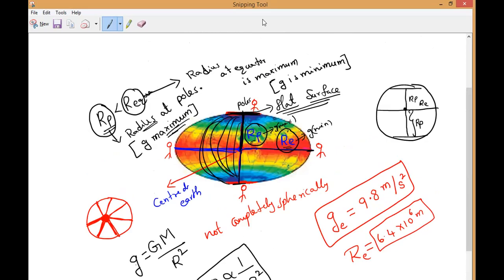Now, this is only for class 9th level. Why it varies, how much it varies, what is the formula, that is all we can calculate later. Now, shall we discuss? Have you understood this concept?